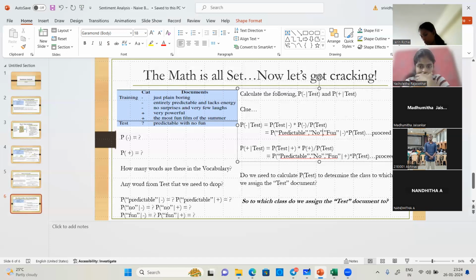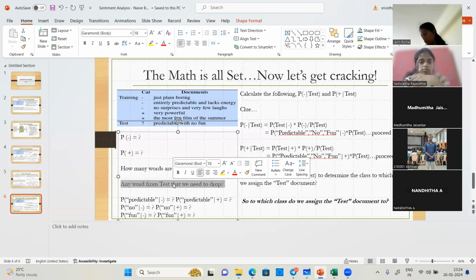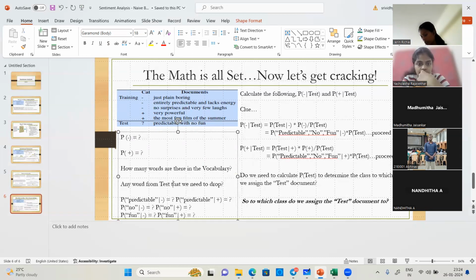Okay. And as we discussed, we're going to skip 1 word, which is with, because it doesn't figure in the vocabulary at all. All right. Now let's try to figure out the probability of predictable given negative sentiment. All right. Now remember, folks, we are going to use Laplace smoothing. So first things first.